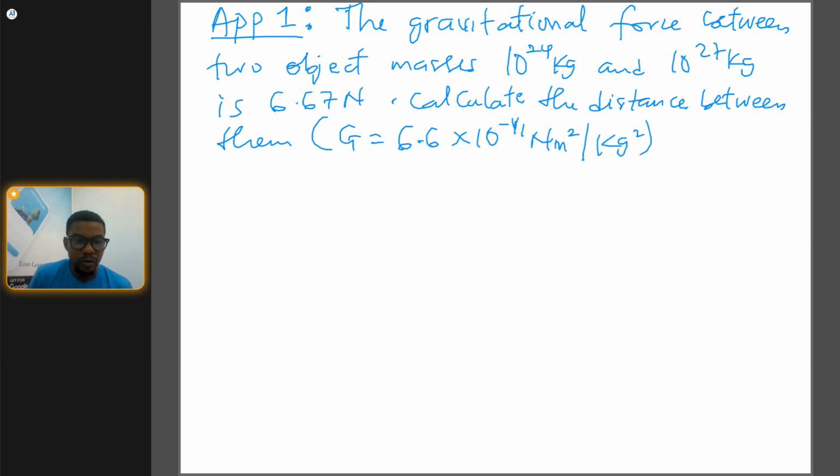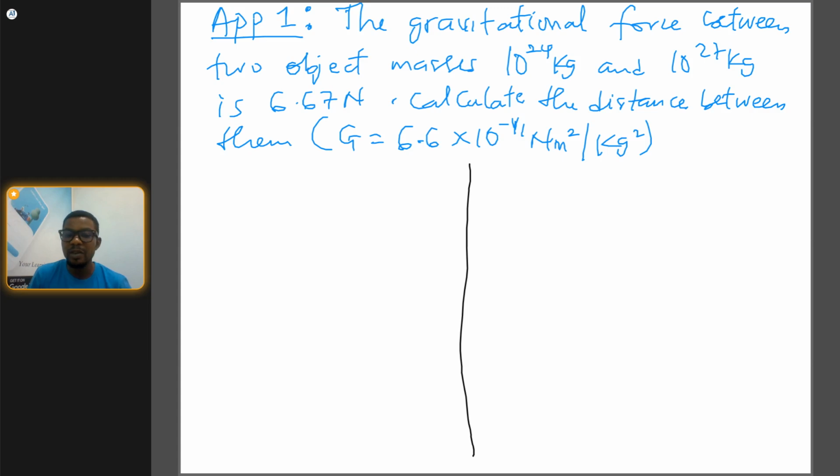All right. So this is the question we want to solve. So this is the first application we want to consider. The gravitational force between two objects, masses 10 raised to power 24 and 10 raised to power 27, is this value. Calculate the distance between them.